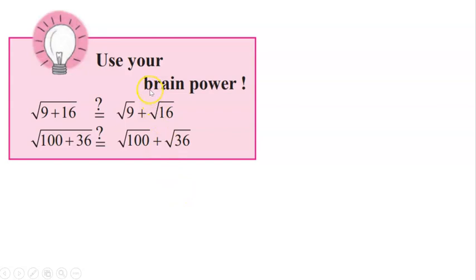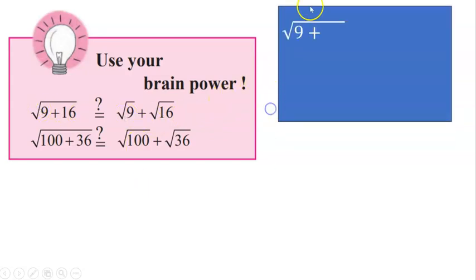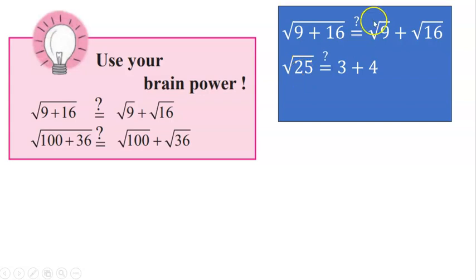Now use your brain power. Is root of 9 plus 16 equal to root 9 plus root 16? Now we'll verify. What is the root of 9 plus 16? That is the root of 25. Root of 9 is 3, root of 16 is 4. If you add these two, you will get 7, and root of 25 is 5. Here 5 is not equal to 7, and hence these two are not equal.